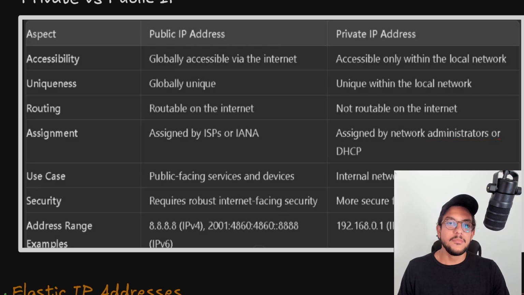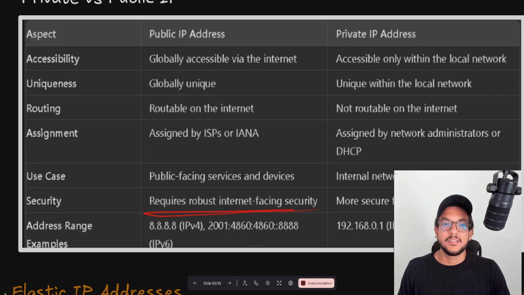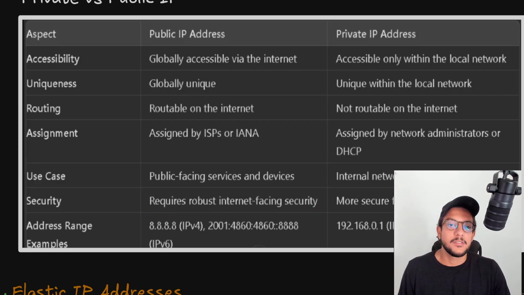In AWS, every EC2 gets a private IP address by default, but public IPs are more complex. Regular EC2 instances in public subnets get a dynamic IP that's lost during restarts. Instances in private subnets never get public IPs. This default behavior can lead to the nightmare scenario we just described.